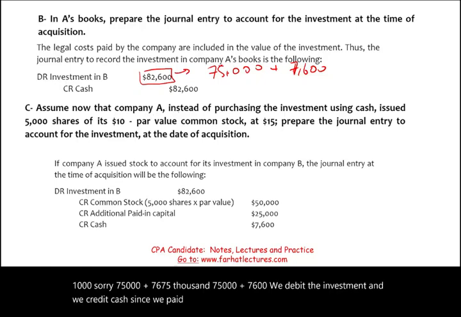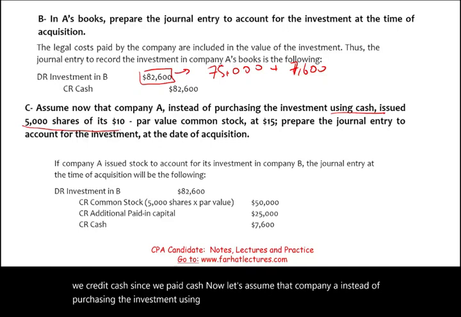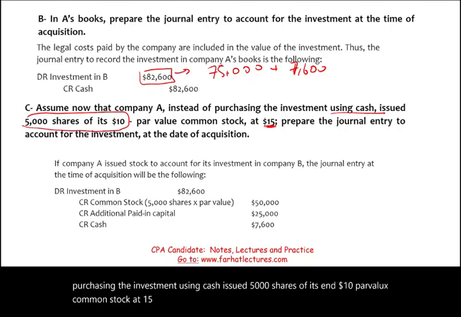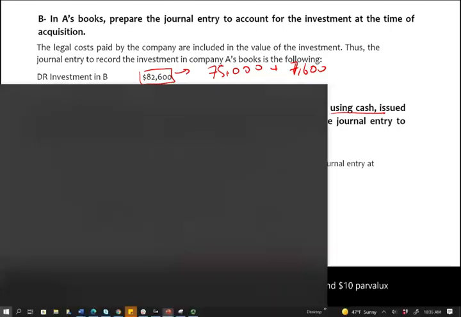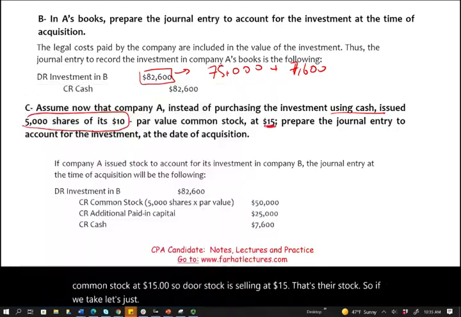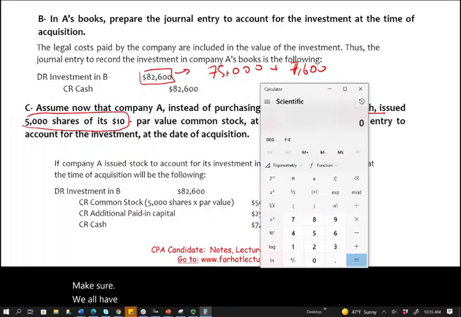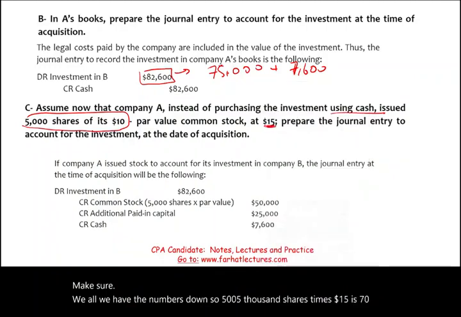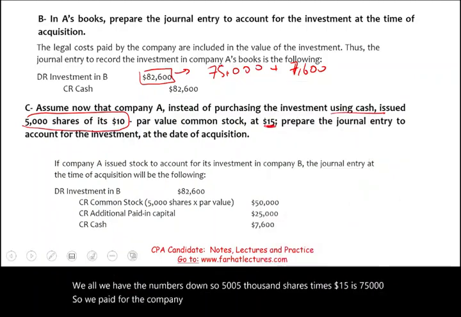Now let's assume that Company A, instead of purchasing the investment using cash, issued 5,000 shares of its $10 par value common stock at $15. So their stock is selling at $15. Let's just make sure we have the numbers down. So 5,000 shares times $15 is $75,000. So we paid for the company $75,000 by issuing shares.